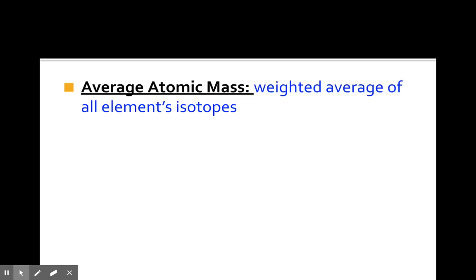All right, in your notes, here's a definition for average atomic mass. Average atomic mass is the weighted average of all of that element's isotopes. So if you have 3 isotopes of carbon, it is going to be a weighted average of all those 3 isotopes.